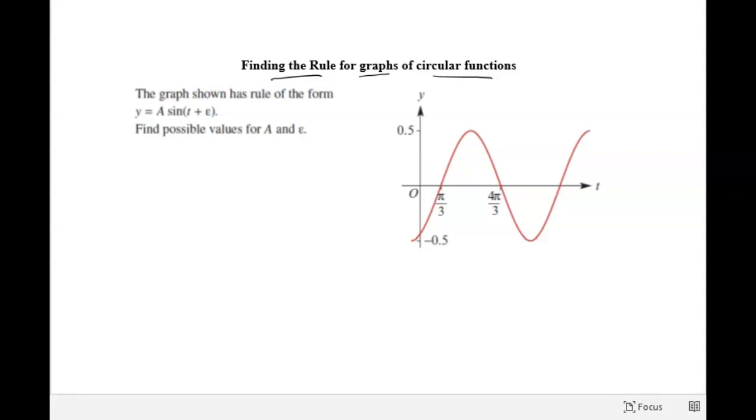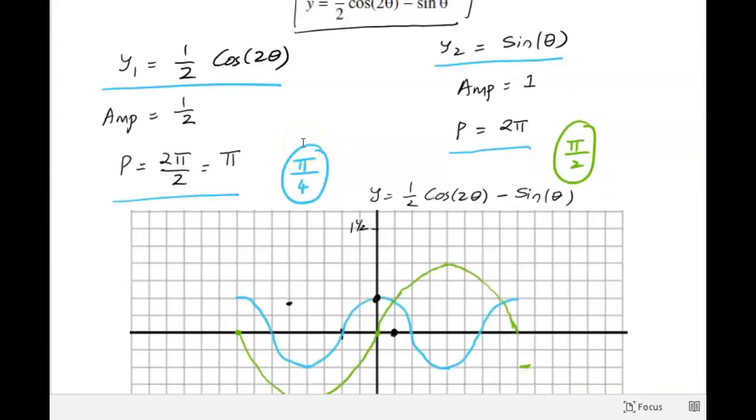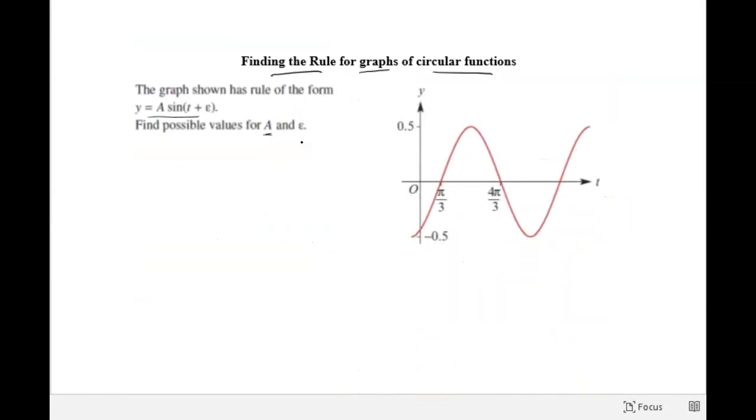The graph shown has the rule y equals a sine(t plus e), let's call that e. They want us to find possible values for a and e. In this particular rule, y equals a sine(t plus e), t and y are my variables. a is referring to our amplitude, and e is referring to our horizontal shift in this question.